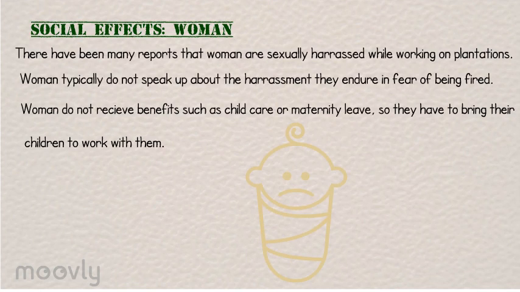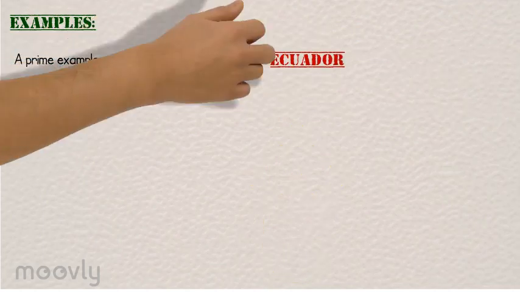Social effects. Women. There have been many reports that women are sexually harassed while working in plantations. Women typically do not speak up about the harassment they endure in fear of being fired. Women do not receive benefits such as child care or maternity leave, so they have to bring their children to work with them.